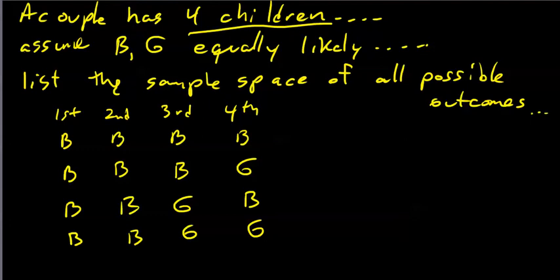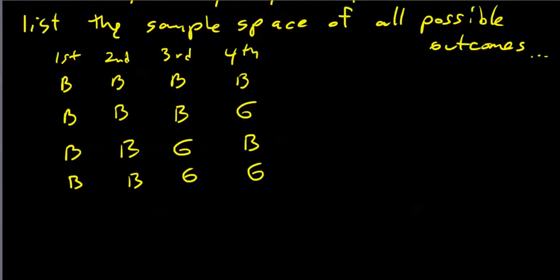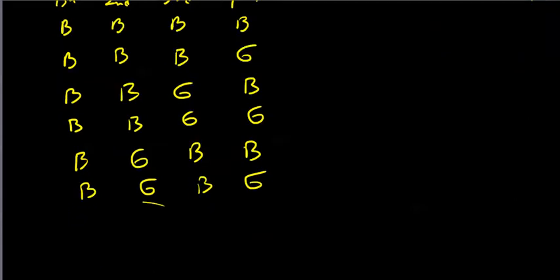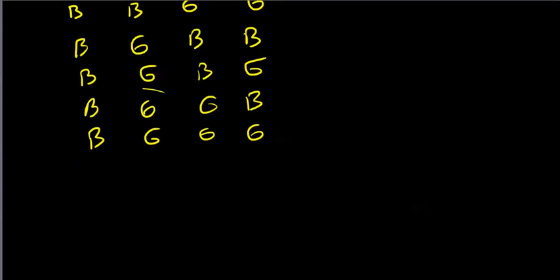I've now exhausted all possibilities in the 3rd and 4th slot, so I'll toggle the next most significant child, the second child's gender, to girl. So I'll say boy, girl, and then reset these back to boy and start counting up again. So boy, girl, boy, boy. Oops. Boy, girl, boy, girl; boy, girl, girl, boy; and boy, girl, girl, girl. Now I've exhausted all possibilities in the 2nd, 3rd, and 4th child, and then I can toggle this one now.